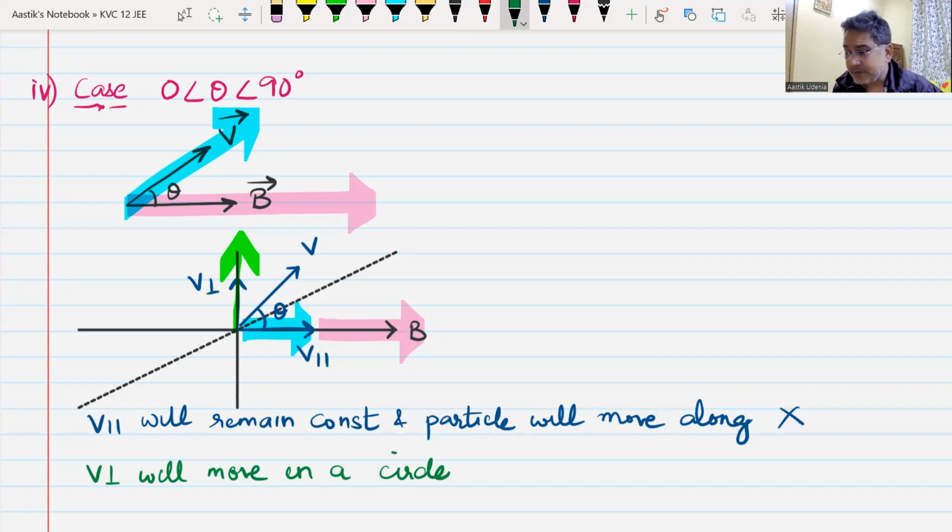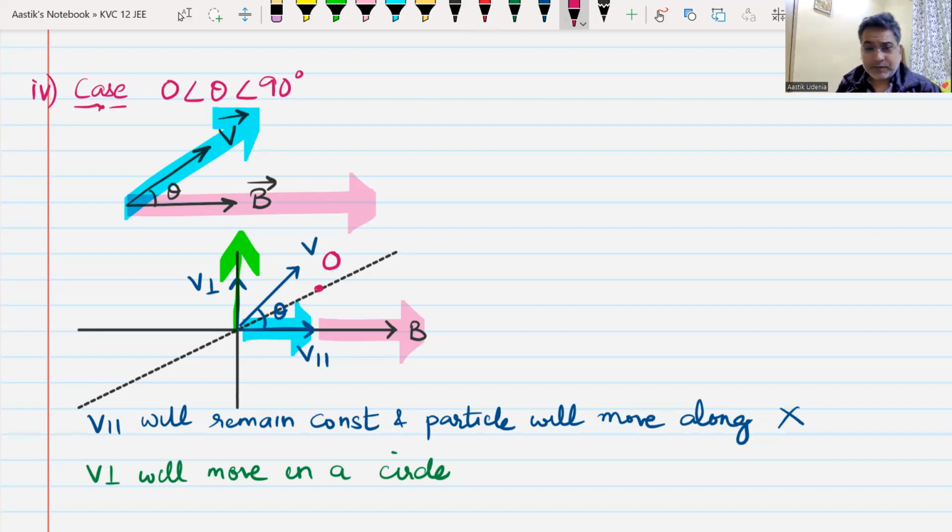And if I see, where will be the center of the circle? V is here, B is here. The center of the circle would be lying somewhere here inside the board. Do we see this? The center of the circle will lie somewhere here inside the board. Do we understand this? Yes or no?